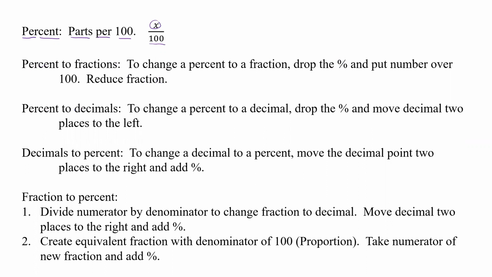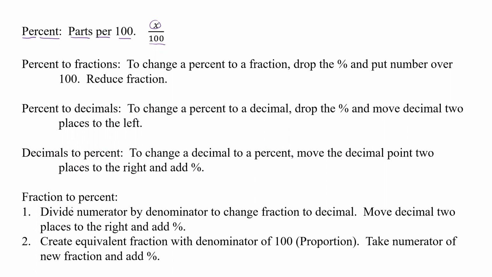Now, if we want to do percent to decimal, basically we're going to change a percent to a decimal by dropping the percent, moving the decimal 2 places to the left, and that will be our decimal value. Now, the corollary to that is taking the decimal and going to a percent. And so basically to do that, we're going to move the decimal 2 places to the right, and then we're going to add our percent sign back.